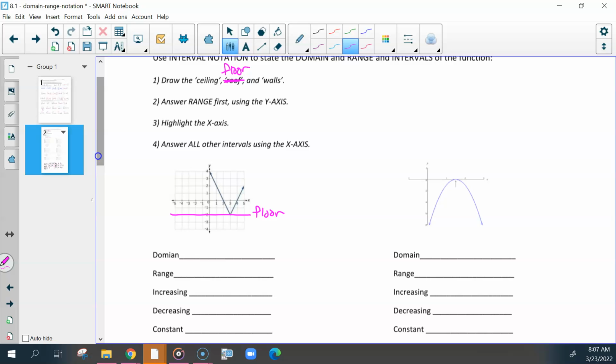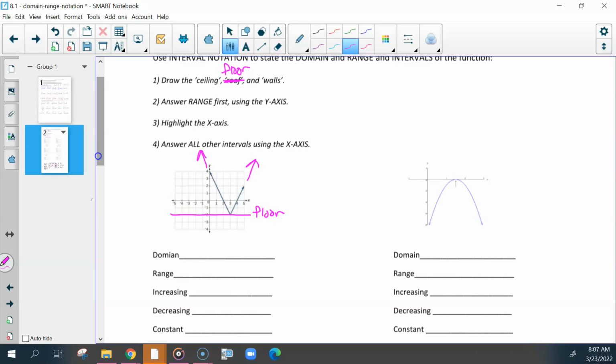It has arrows coming up. That means it's going to keep going up forever and ever. So it can't have a ceiling because it doesn't have a limit to stop at. I also can't draw in walls or starting and stopping points because if this keeps going up and out, and this keeps going up and out, the walls are ever expanding.